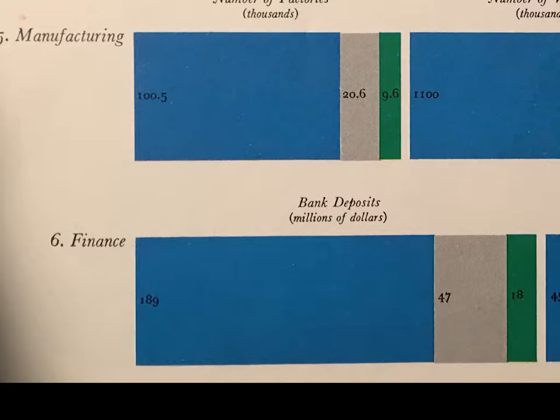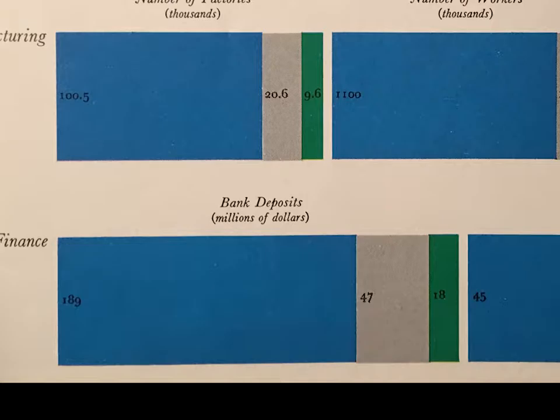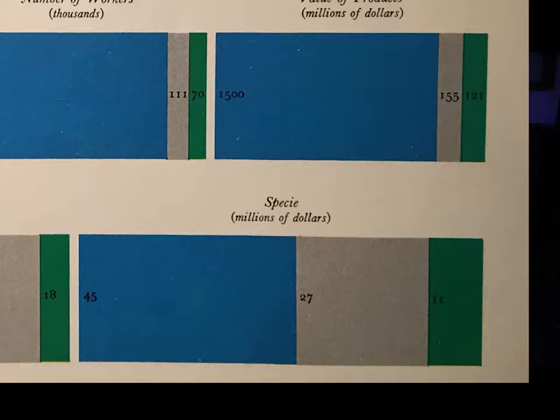The United States starts off the war with $189 million to the South's $47 million. Specie, that's in reference to gold and silver. The Confederacy only has $27 million versus the $45 million that the North has.